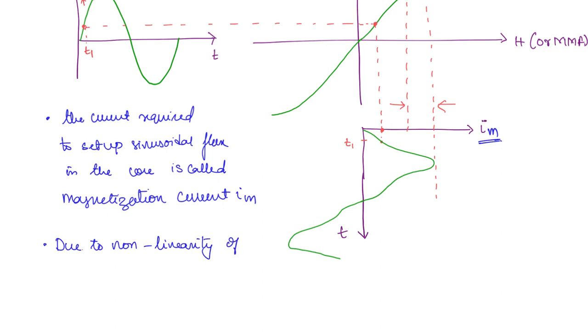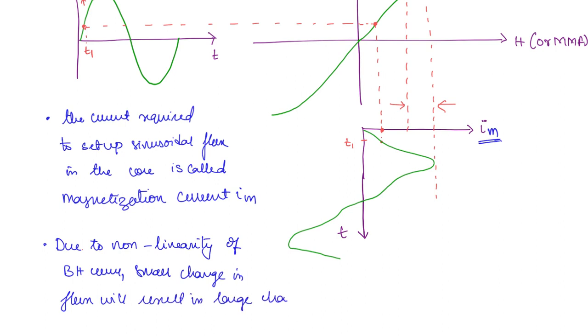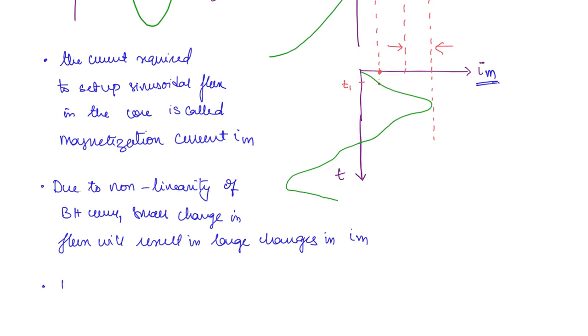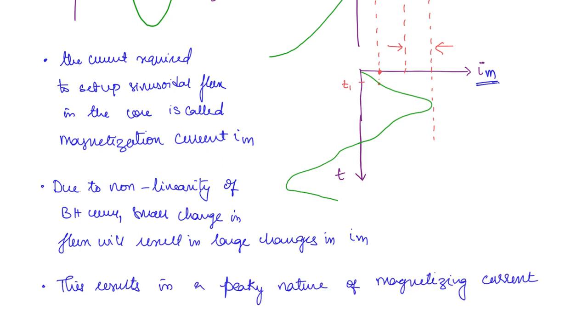So due to non-linearity of the BH curve, a small change in flux will result in large changes in current, in magnetizing current. So this results in a peaky nature of the magnetizing current. So this peaky nature basically indicates that there is a third harmonic current. So this peaky nature indicates the presence of third harmonic.